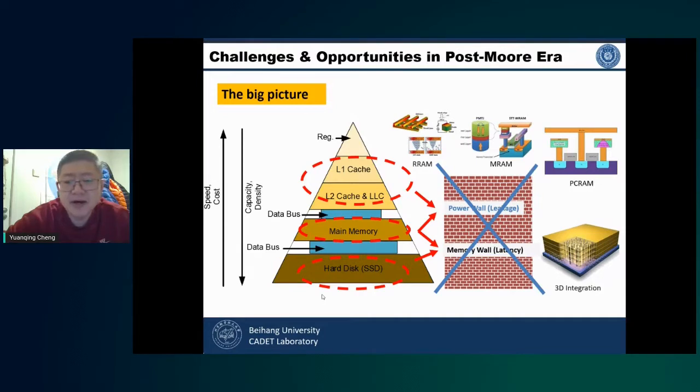And to work together with the CMOS technology, we can use 3D integration, which can combine all disparate semiconductor technologies onto a single chip, so that we can take the full potential of different semiconductor technologies to meet the ever increasing computing performance requirement. Today, my talk will focus on the MRAM.